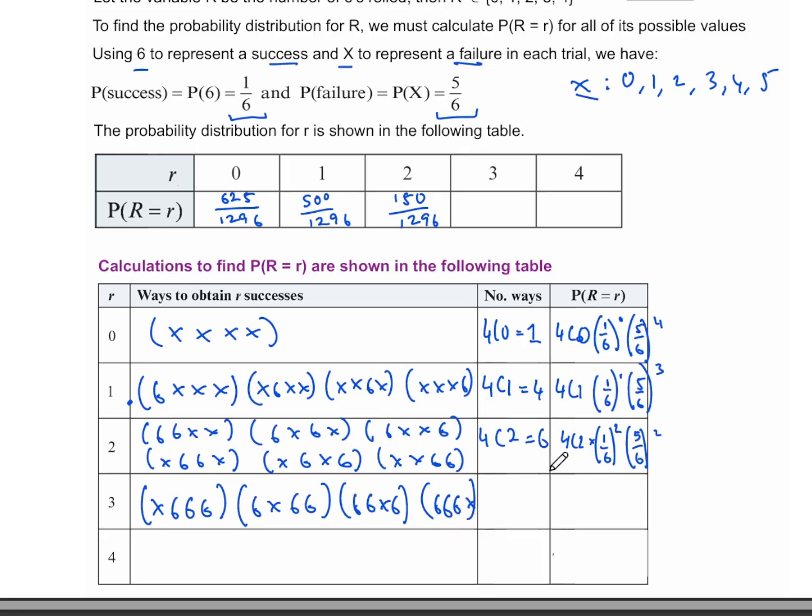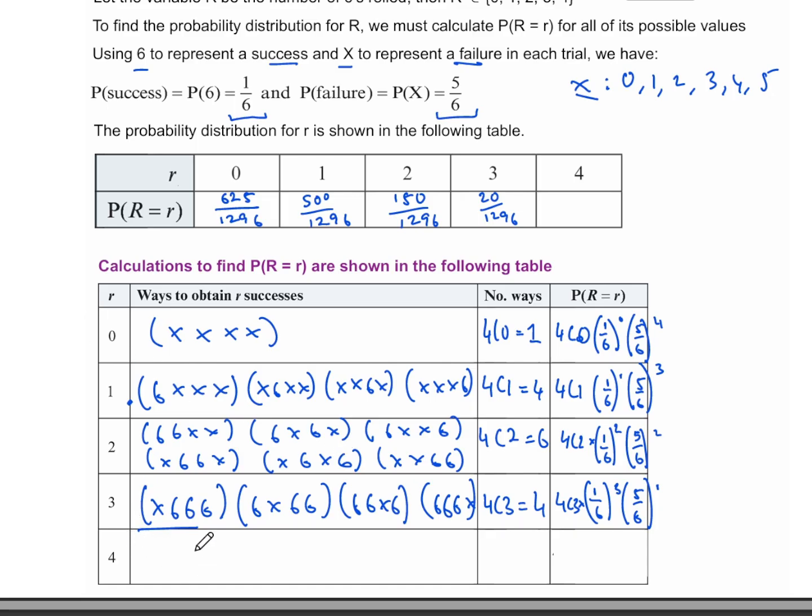We're choosing 3 6s out of 4 possible spaces. So 4 combination 3, which gives us 4. And the probability of one of them is just 1 over 6 power 3 times 5 over 6 power 1 times my 4C3. This gives us 20 over 1296.